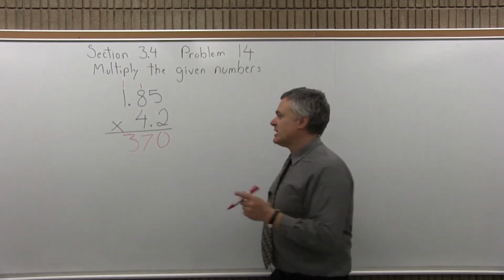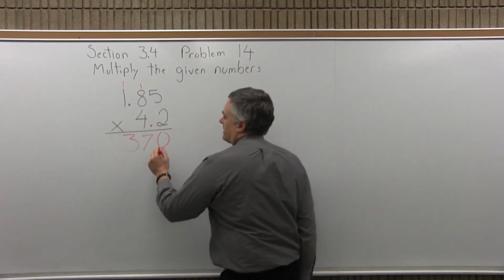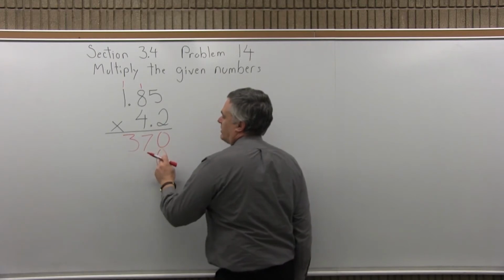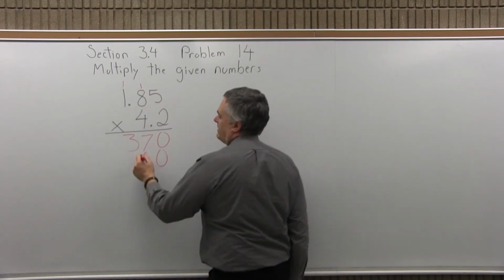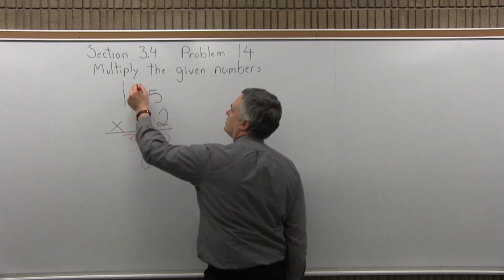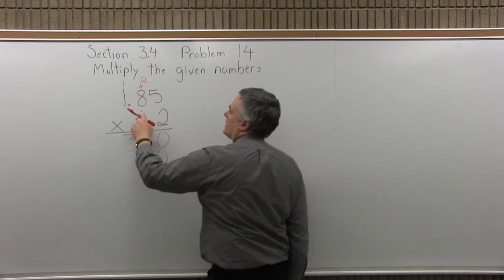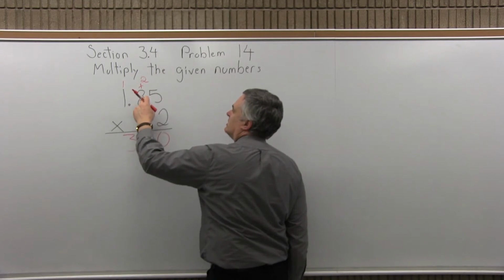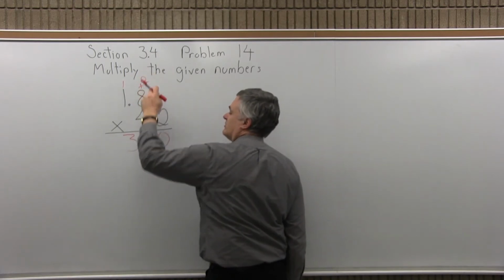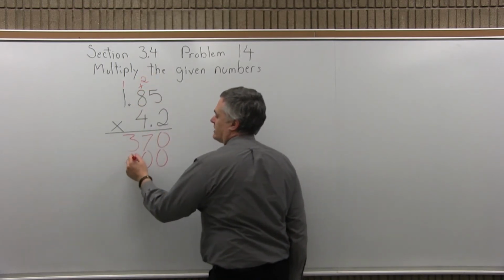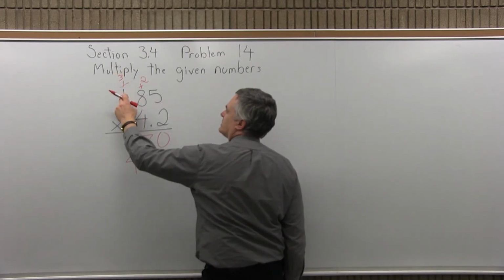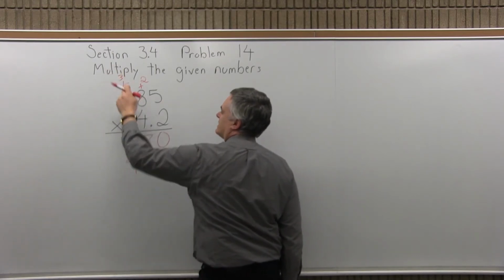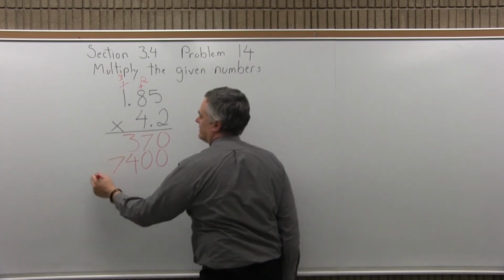Now I multiply 3 times the 4. So I'm going to go down 1 row, put in a 0 to hold my place. 4 times 5 is 20. Put the 0, carry the 2. 4 times 8 is 32, plus the 2 that I carried. 32 and 2 more is 34. So write the 4, carry the 3. 4 times 1 is 4. 4 plus the 3 that I carried is 7.